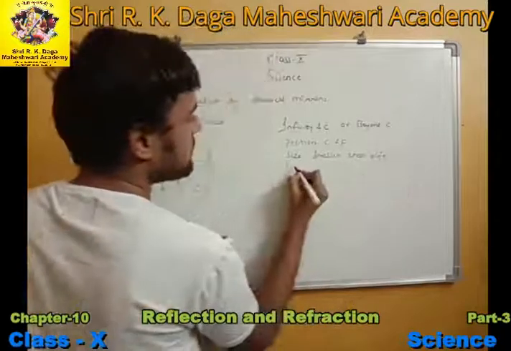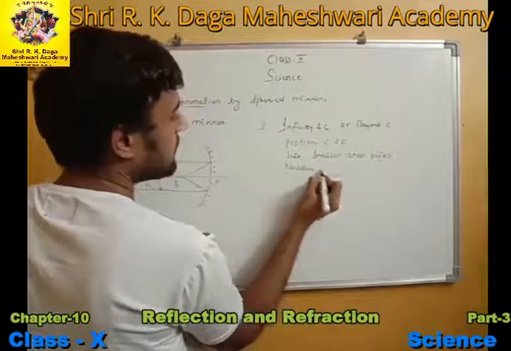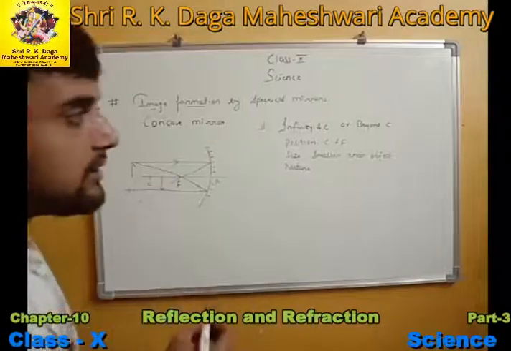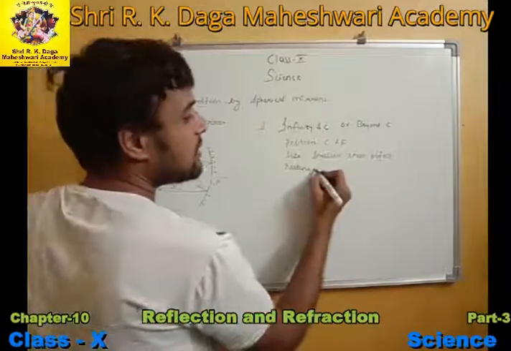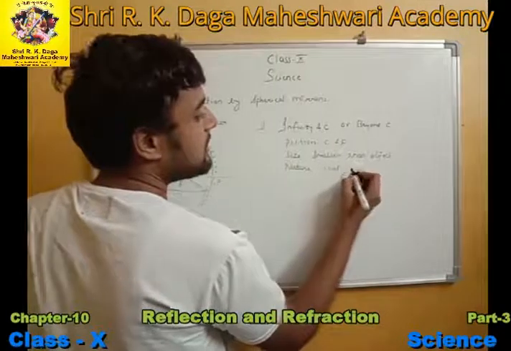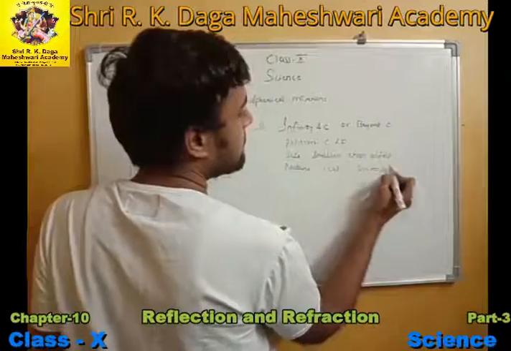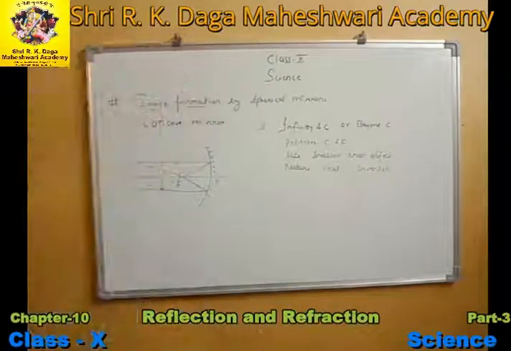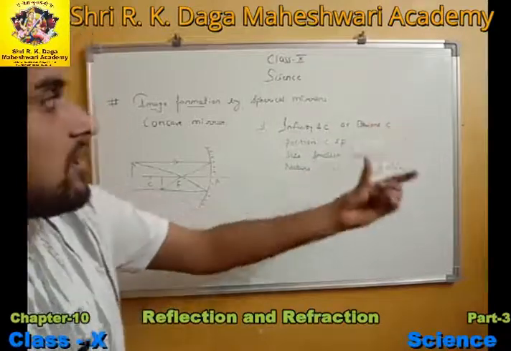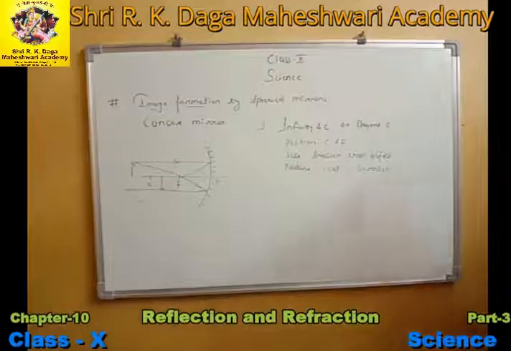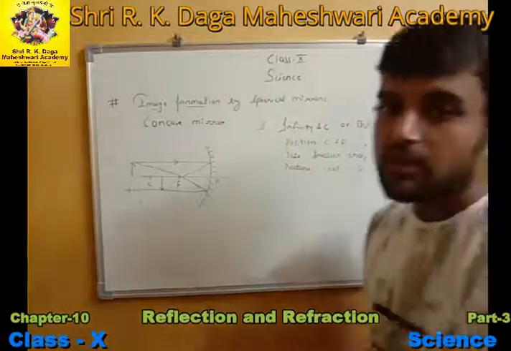What is its nature? As you can see, it is inverted, and since the reflected rays are actually meeting each other, the nature of the image will be real and inverted. Okay? So this was the second case, when your object is beyond C, or you can say it is between infinity and C. Okay? Now, the third case we are going to study.